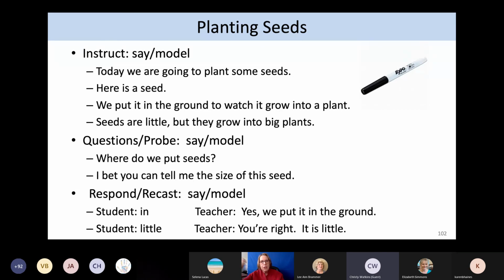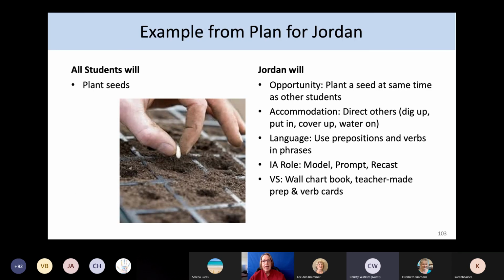And we start circling words on the wall chart and then say, let's talk about the probes you could ask. And then once the kid gives an answer, you said, where do we put the seeds? And Jordan said, in. You can say, yes, we put it in. And you're going to model put and in. So we just practice this and we're circling things on the chart and rehearsing this.